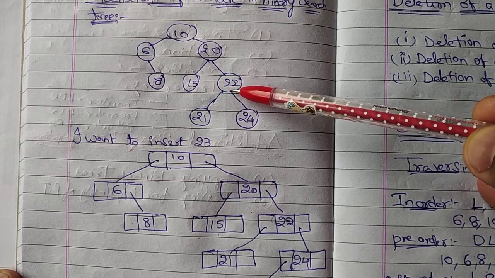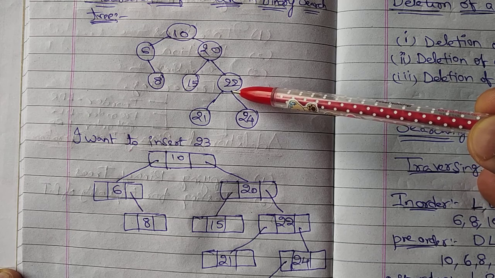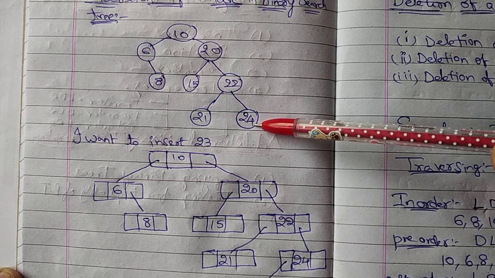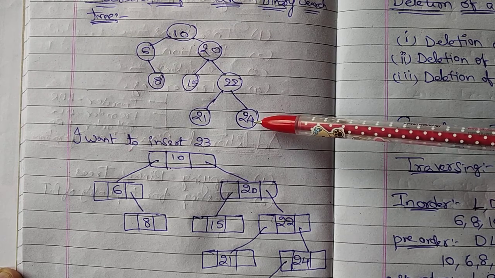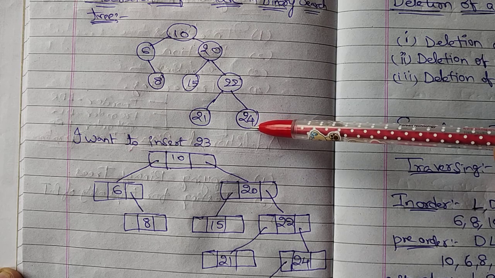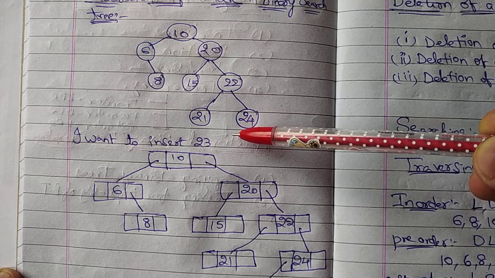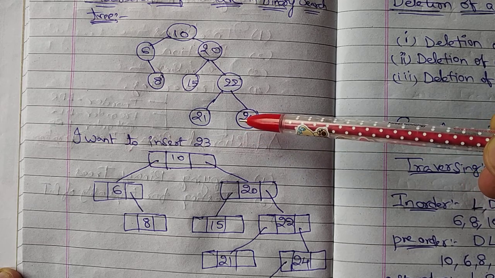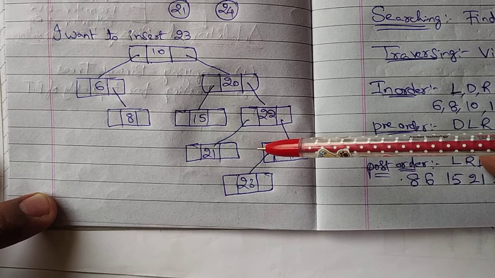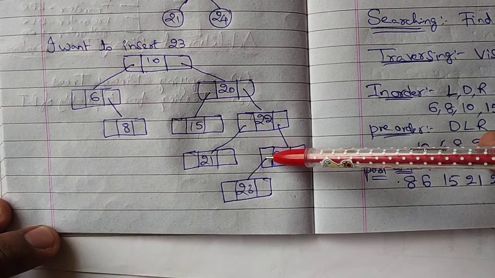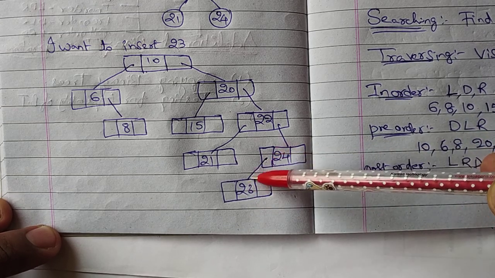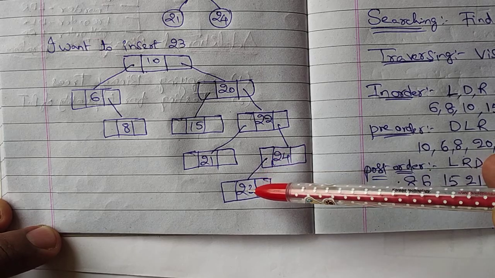23 is greater than 22, so come to the right subtree. Here again we have one more node, which is 24. 23 is less than 24, so simply we have to insert 23 in the left subtree of 24. Previously it is null, but now we store the 23 address here, so that it will create a link. Like that we are inserting the elements.